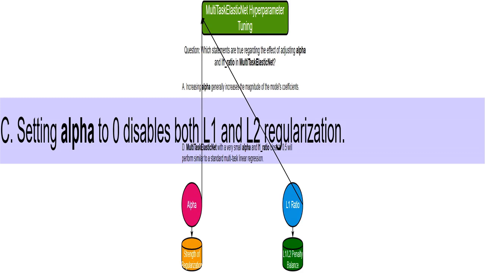Alpha is the hyperparameter that determines the overall strength of regularization in the model. It's like a master control knob for how much I want to penalize large coefficients. A larger alpha means stronger penalties, leading to smaller coefficients and a simpler model. A smaller alpha means weaker penalties, allowing more complex models with potentially larger coefficients. Think of it as a volume dial for shrinkage.